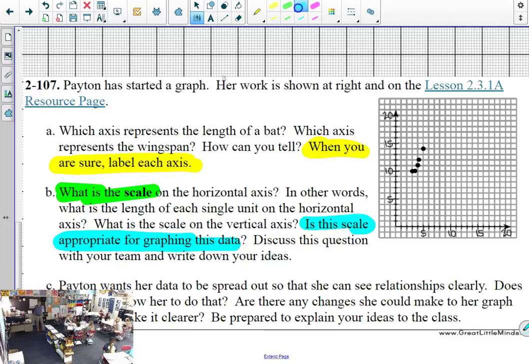So, in A, make sure you've labeled the axes. In B, determine what is the scale. If you don't know what scale is, we might need to look it up. Is it appropriate for this graph? Like, does it work well, or would you change it if you were given the option? Take like 2 or 3 more minutes to discuss this.